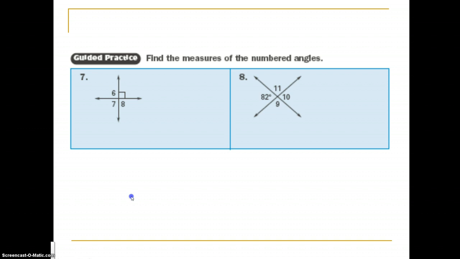Pause the video, try 7 and 8. Remember number 7, this box means 90 degrees. That means that 6 and 90 degrees is going to make 180. 180 minus 90 is 90. So this is also 90 degrees. It actually ends up that all of them are 90 degrees.